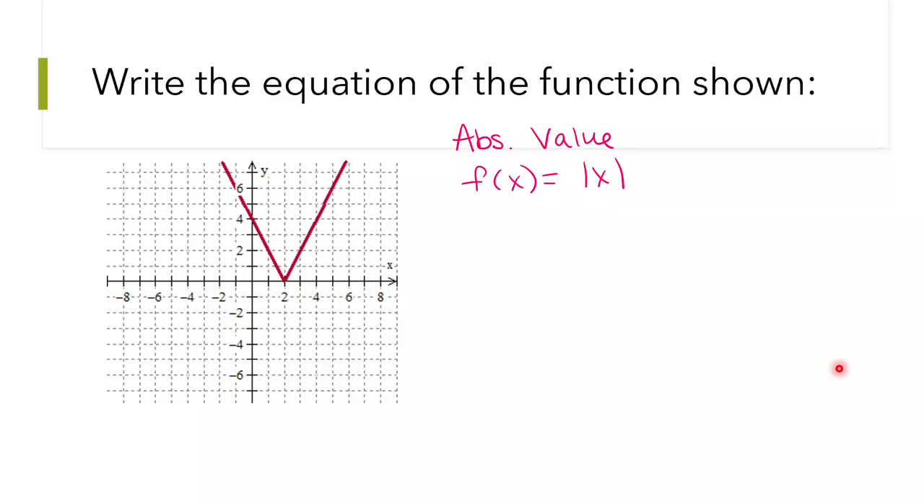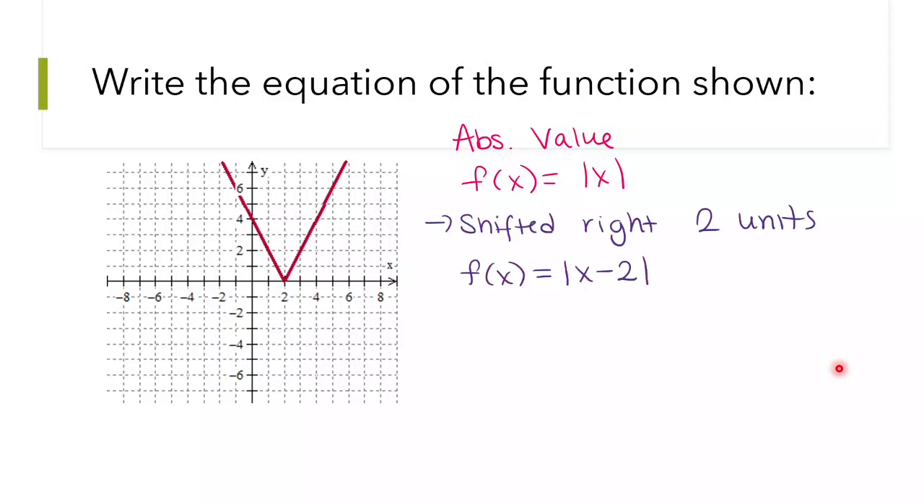Then I'm going to try to identify whether I see any shifts occurring, and it looks like the graph has been shifted to the right 2 units. To shift my function to the right 2 units, I'm going to have to put a -2 inside those absolute values.